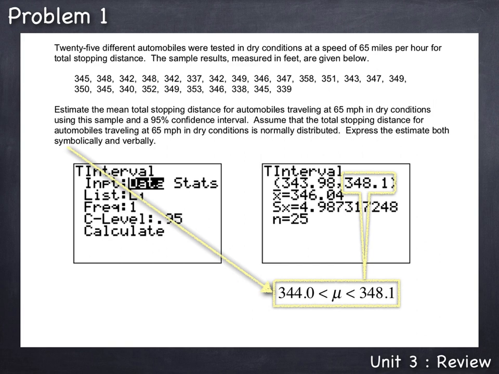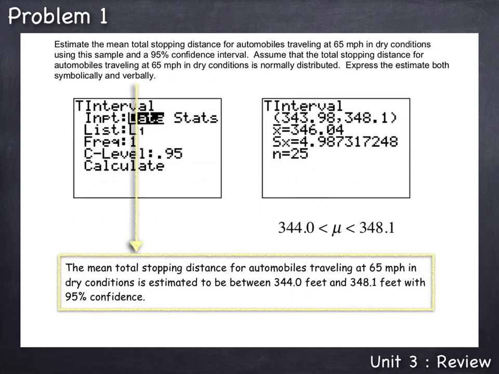Now we could express this estimate verbally using the words of the problem. The mean total stopping distance for automobiles traveling at 65 miles per hour in dry conditions is estimated to be between 344.0 feet and 348.1 feet with 95% confidence.